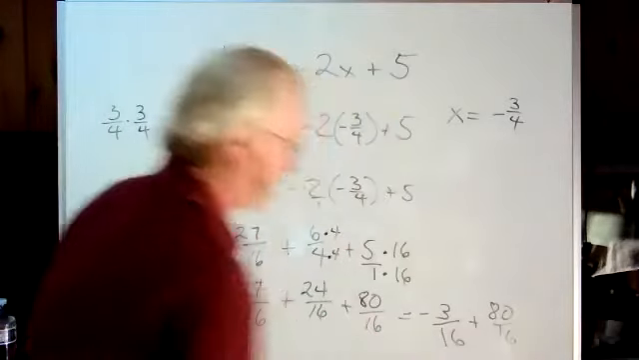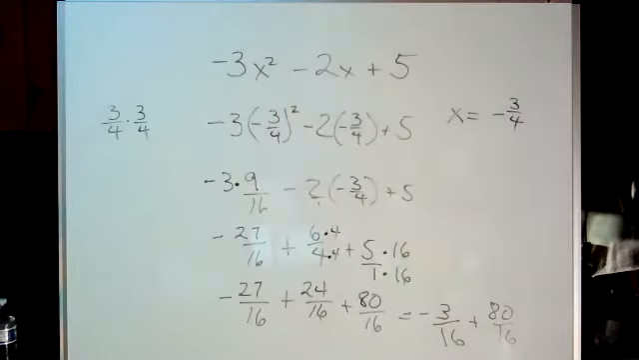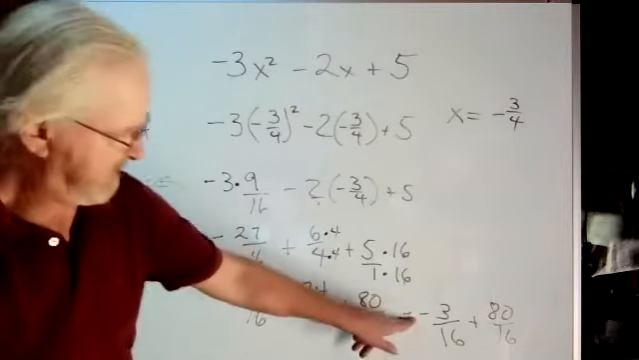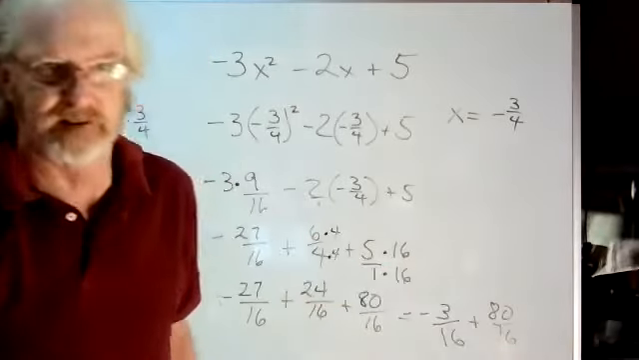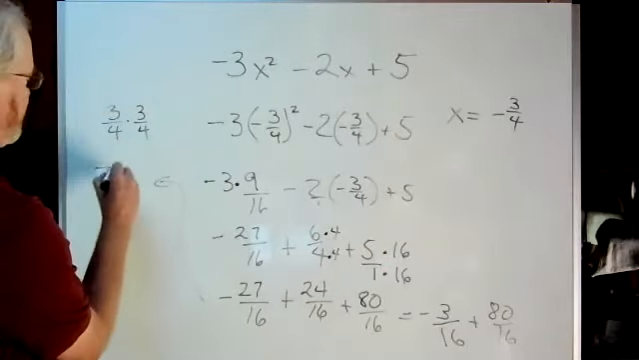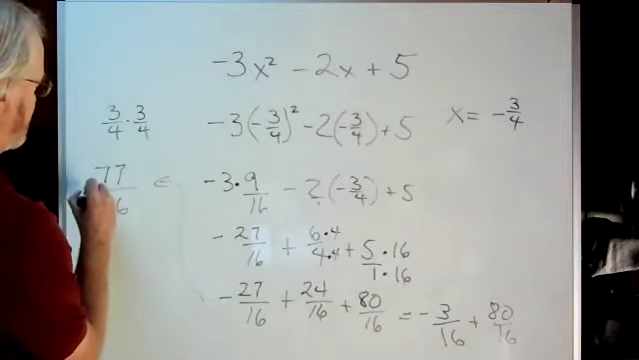And I won't go any lower on my board. I think I'm running out of space. So I'm just going to cheat and go over here for a second. Negative 3 plus positive 80, positive 77. So I end up with 77/16.